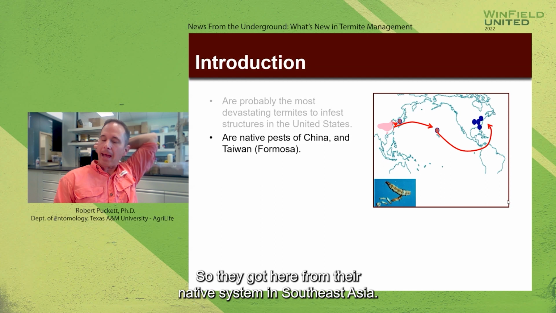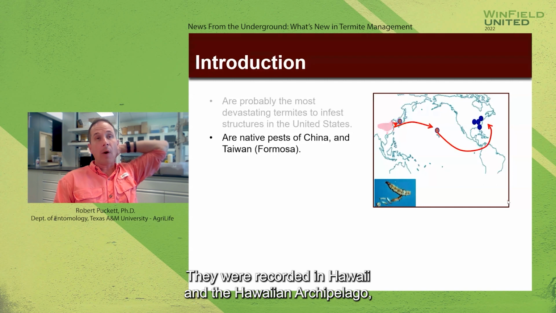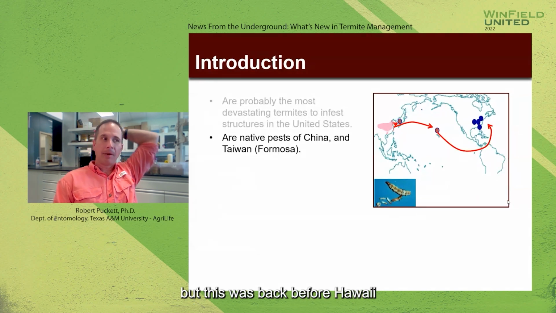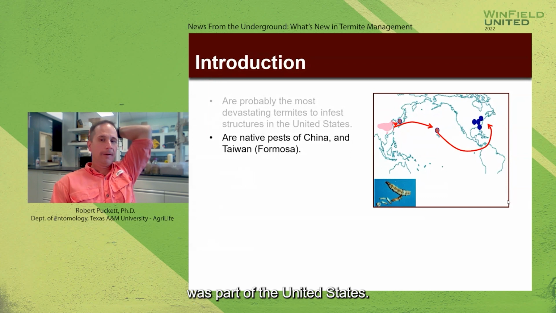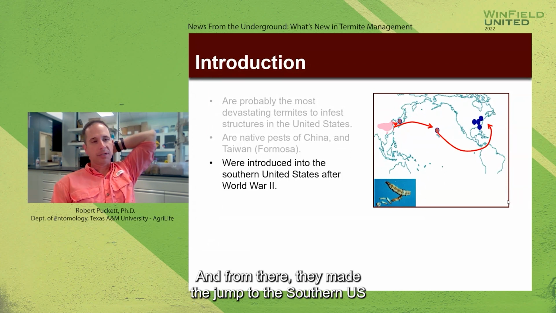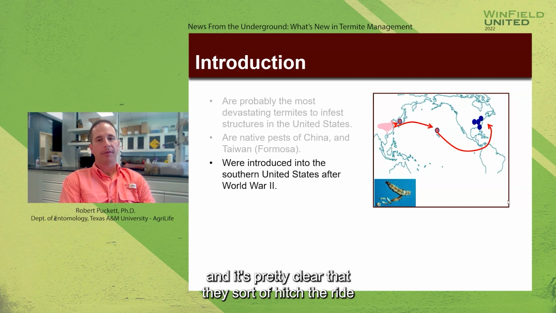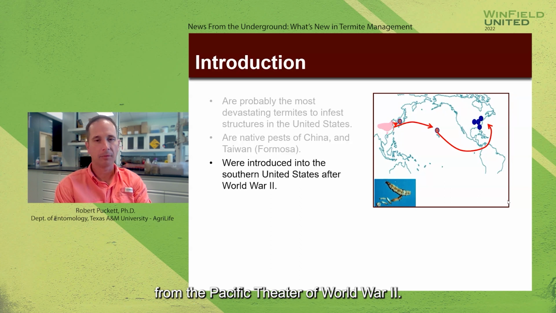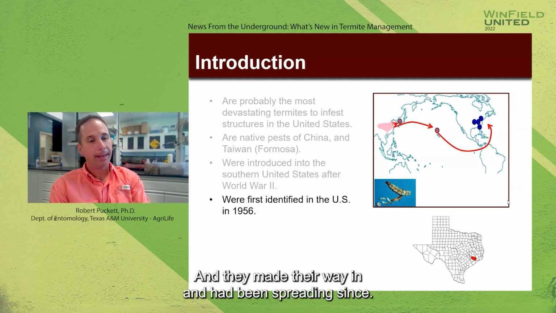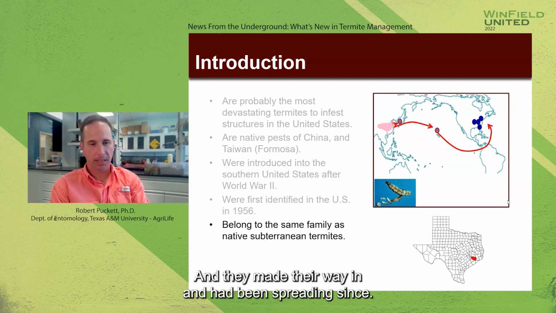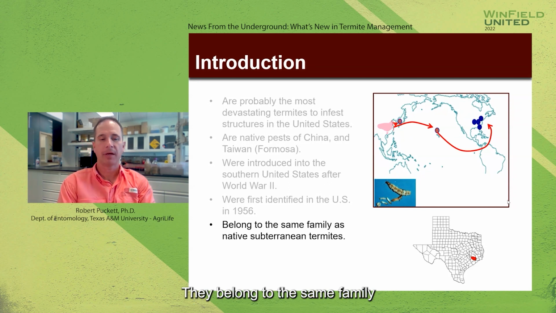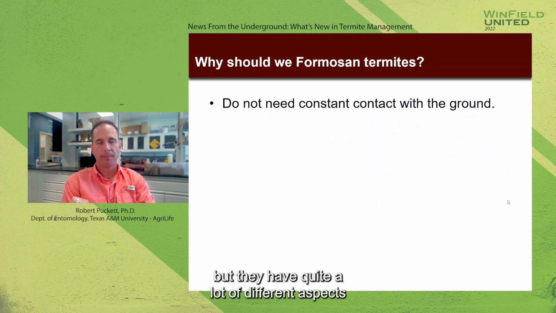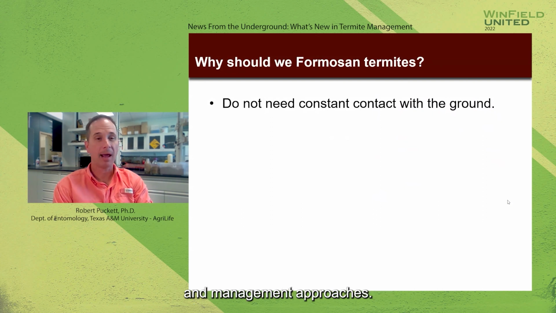They got here from their native range in Southeast Asia. They were recorded in the Hawaiian archipelago, back before Hawaii was part of the United States. From there, they made the jump to the southern U.S., and it's pretty clear that they hitched a ride in wooden articles that were returning from the Pacific theater of World War II, so post-World War II. They made their way in and have been spreading since. They belong to the same family as our native subterranean termites, but they have quite a lot of different aspects in terms of their behavior, biology, and management approaches.